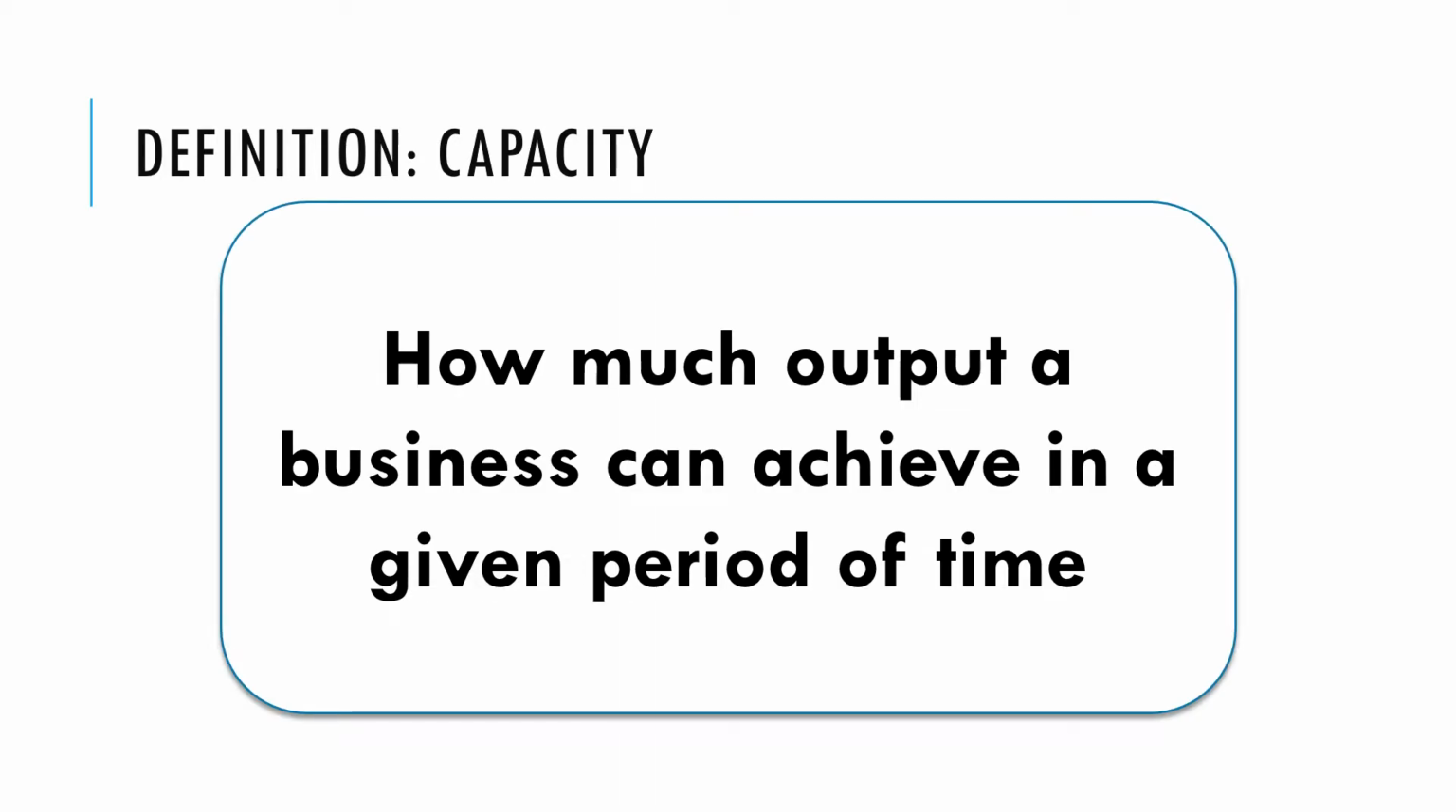Let's start off with our definition of capacity. What does this word mean? Well, capacity is how much output a business can achieve in a given period of time. Once you've taken that down, let's have a look at some examples.